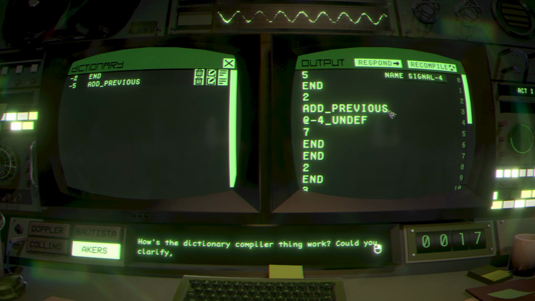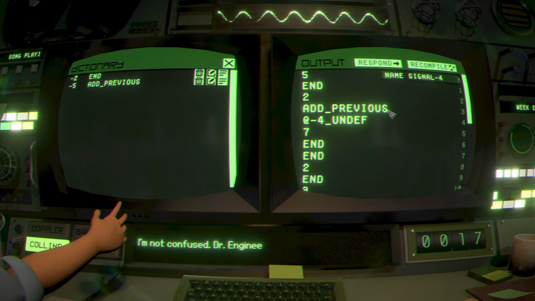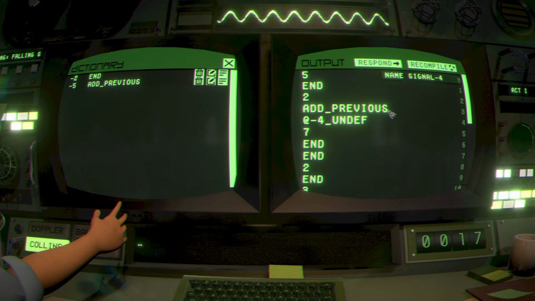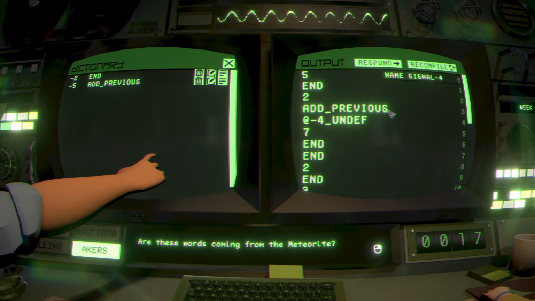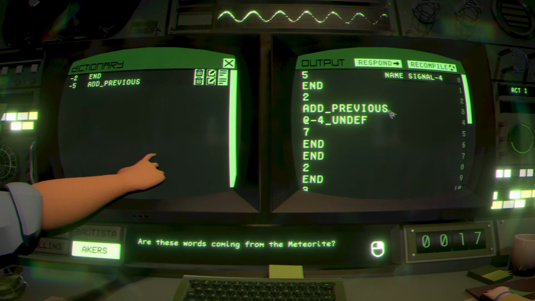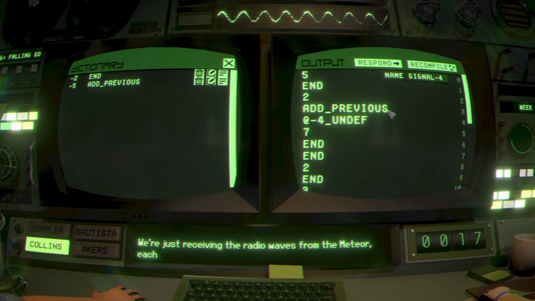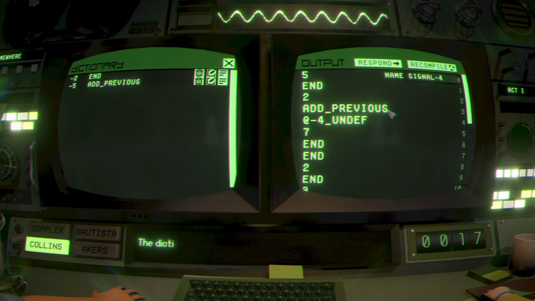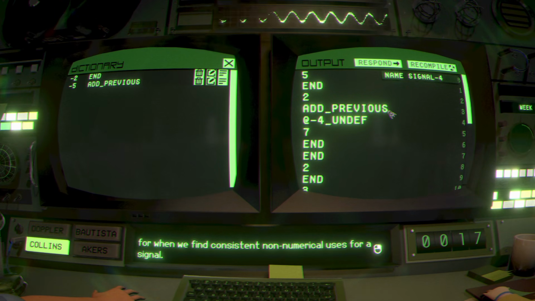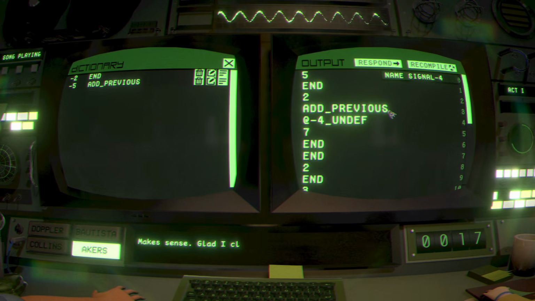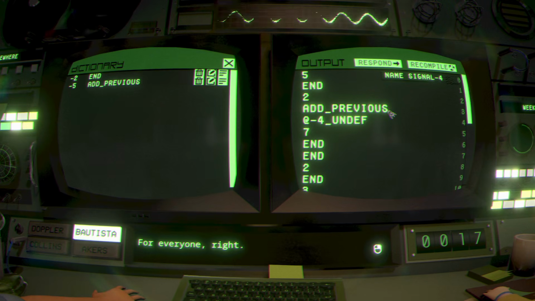Okay. We got a new one, -4. How does the dictionary compiler thing work? Could you clarify? Just in case Collins or Dr. Engineer are confused. I'm not confused, Dr. Engineer. Are you confused? I'm not. Sounds like they understand just fine. Acres doesn't understand clearly. Are these words coming from the meteorite? No, I suspect the extraterrestrials speak no human language. We're just receiving the radio waves from the meteor, each at different frequencies. The dictionary just helps us define the signals on our end, for when we find consistent, non-numerical uses for a signal, so like words. Makes sense. Glad I clarified for everyone. Thanks, Acres. For everyone. Right.